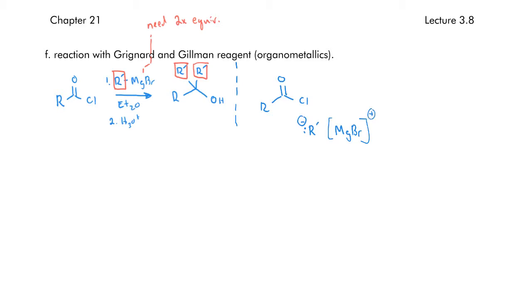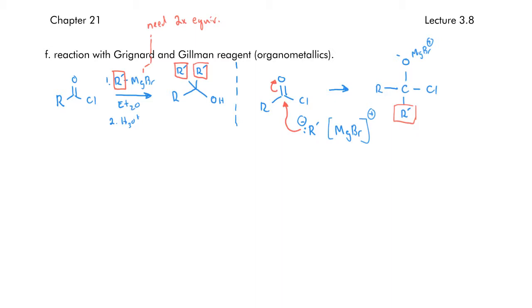So the Grignard reaction with the acid chloride starts with a nucleophilic attack by that R group onto the carbonyl carbon. And that breaks the pi bond, and we form the tetrahedral intermediate. And that tetrahedral intermediate, notice, has an R prime on it. That came from the Grignard, so there's one equivalent. Notice also, though, we have the chloride leaving group.